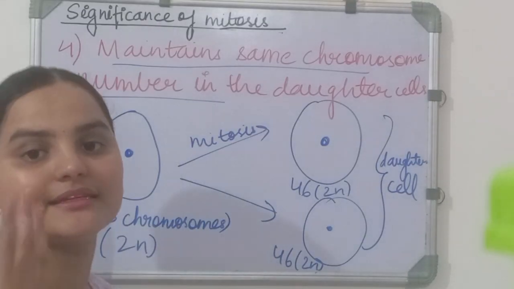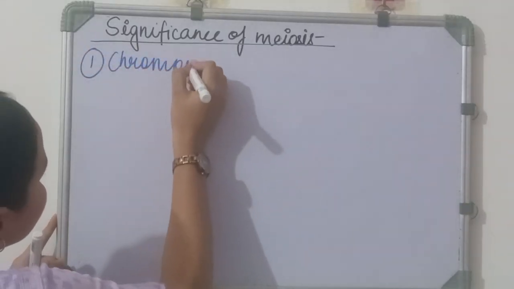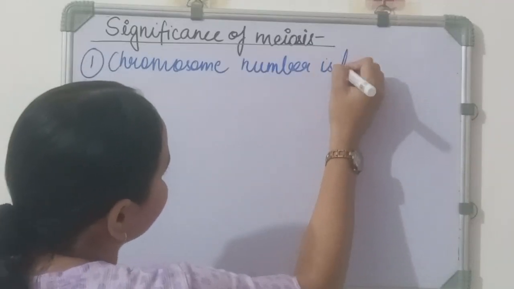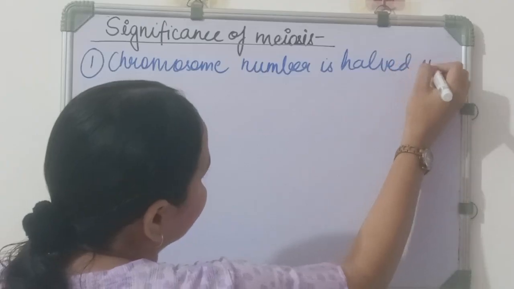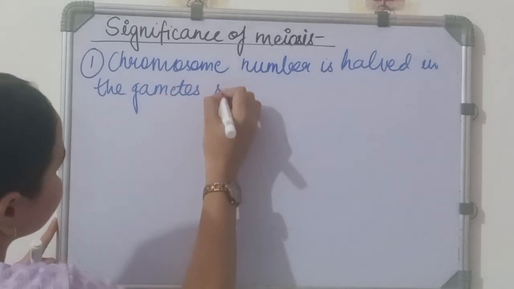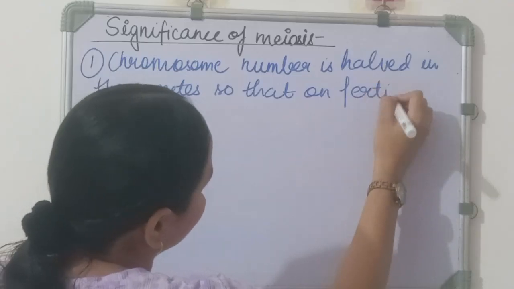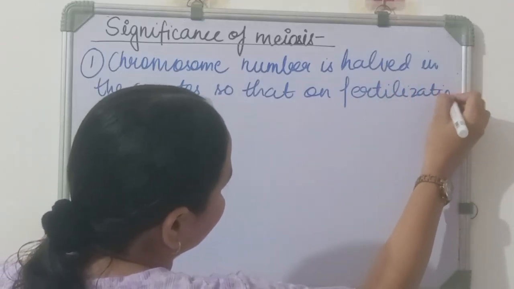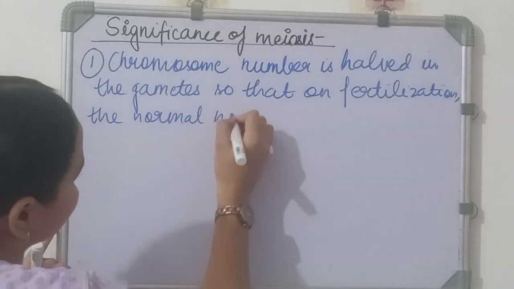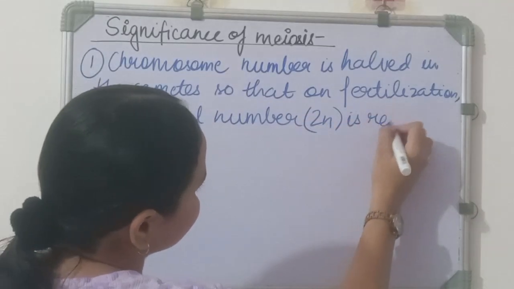Now let's see the significance of meiosis. First significance is chromosome number is halved in the gametes so that on fertilization the normal number 2n is restored.